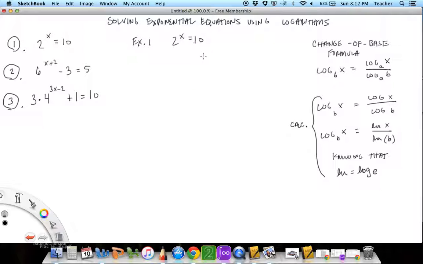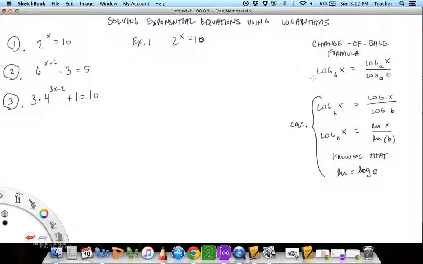Now I've used this example maybe a couple times in class, and we have a problem on our hands because we can't write 10 with a base of 2 and put it to some exponent. That's what we're trying to do here. We're trying to find the magical number: 2 to what power equals 10?